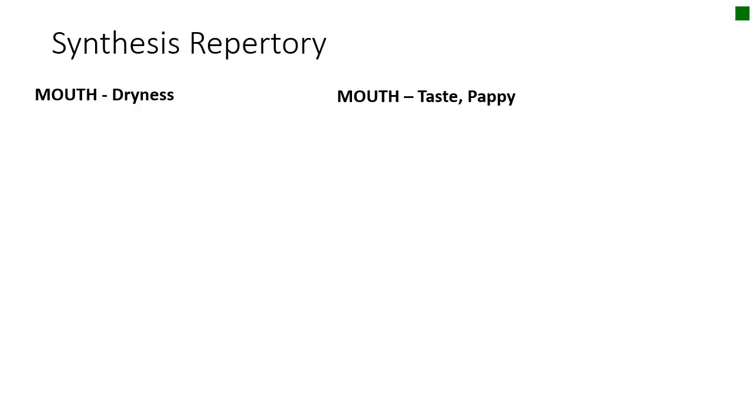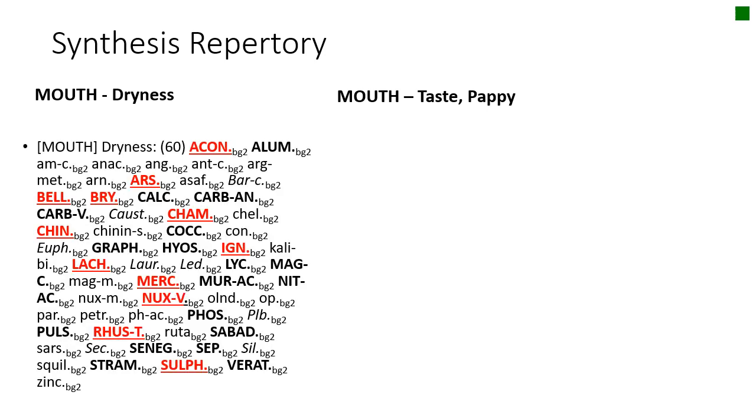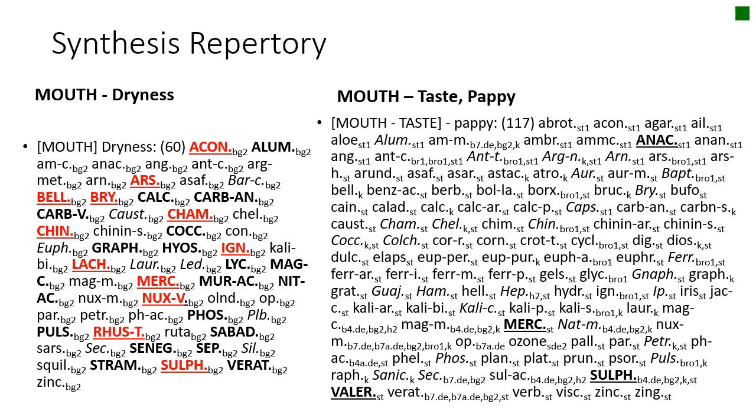Suppose we were to open the Synthesis repertory and look for the rubric mouth dryness. We'll find a whole lot of remedies out here. And naturally, belladonna and bryonia, which we discussed here, also appear there. But there are so many other remedies as well. We have no clue about pathogenesis when we look at a repertory. Let's take the next symptom that we mentioned previously, the pappy taste in the mouth. Once again, belladonna and bryonia, both of them appear out here.